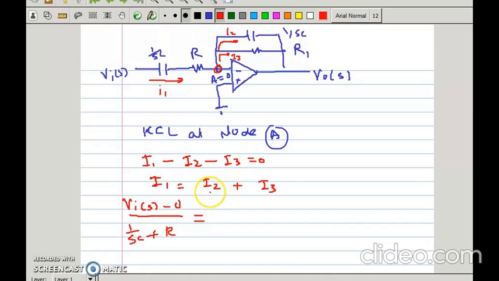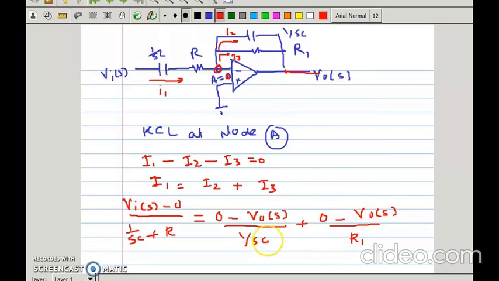What about I2? I2 means initial voltage minus final voltage. Initial voltage is 0 minus final voltage is VO of S, divided by what is the component across I2? 1 upon SC. What about I3? Initial voltage is 0. Final voltage is VO of S divided by the component, R. We call it R1, right?